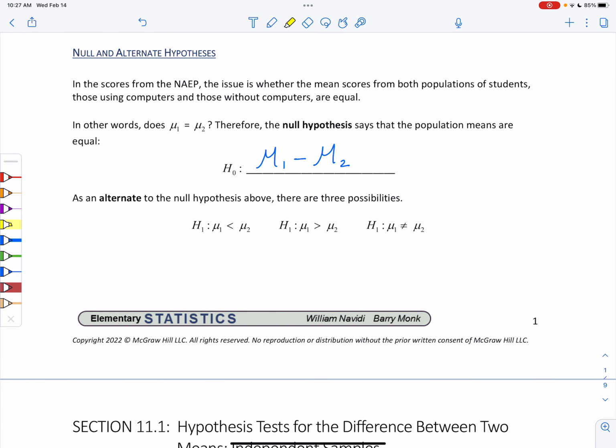And our null hypothesis is going to state that mu1 is equal to mu2. All right, null hypothesis states equality. The alternative hypothesis will either state that the mu for group 1 is less than mu2, that mu1 is greater than mu2, or just that they are not equal to each other.